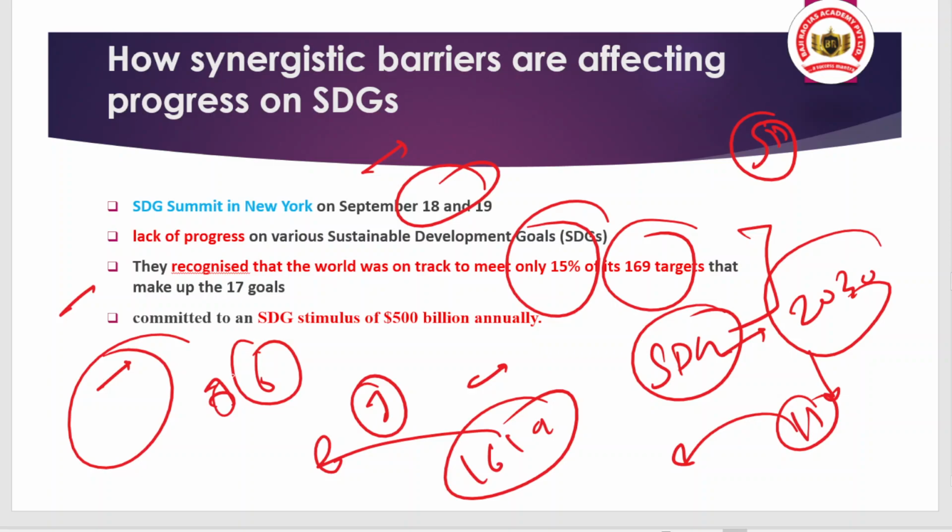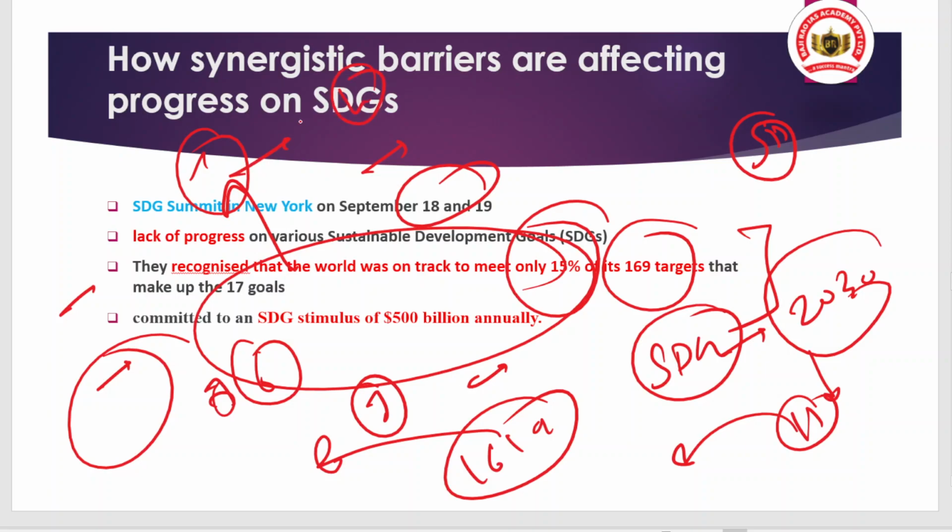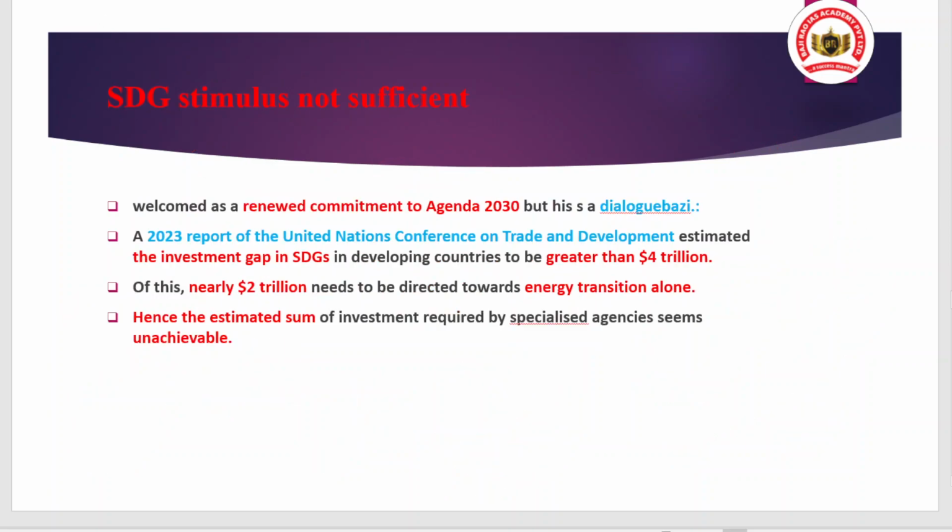But the summit members also committed that there is a need for a stimulus so that we can increase the progress, and they committed to giving $500 billion stimulus annually, specifically for the needs of developing countries, because the issues mentioned in the SDG goals are faced by least developed countries and developing countries, we know that. So that is the point. This is definitely a welcome idea, but this is also dialogue bazi.